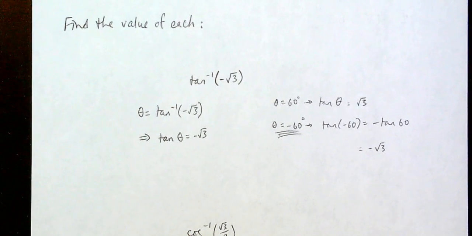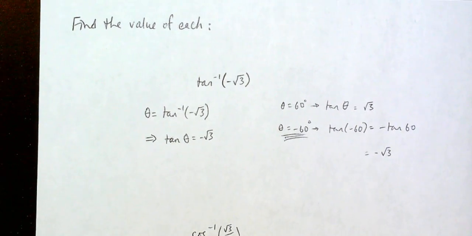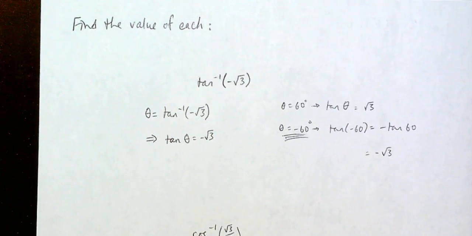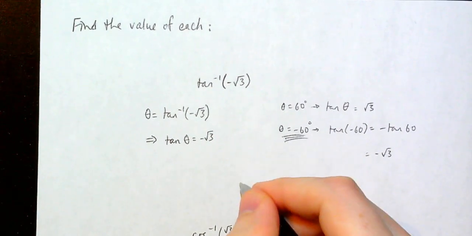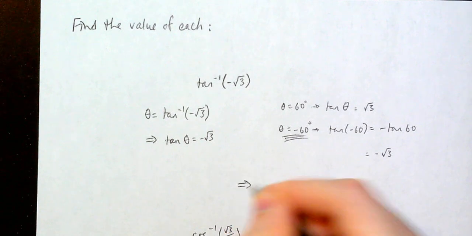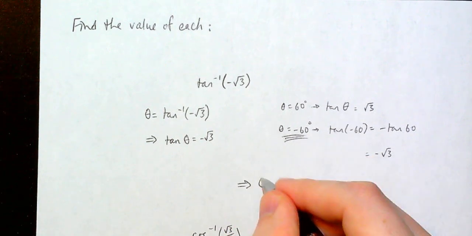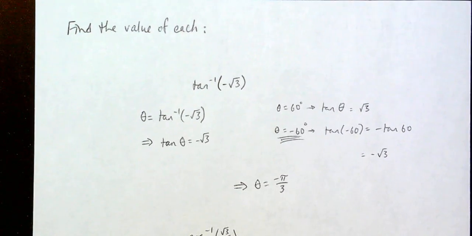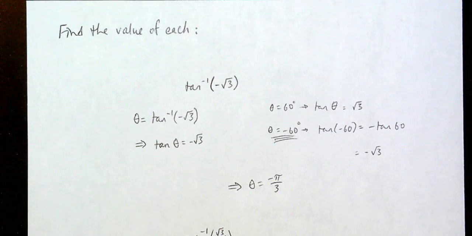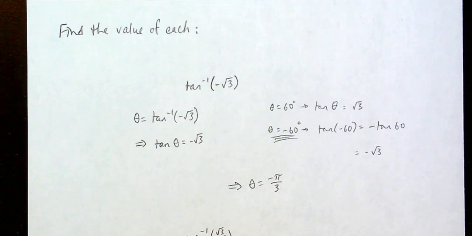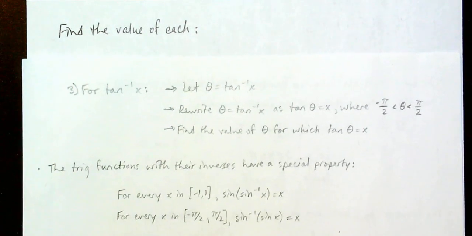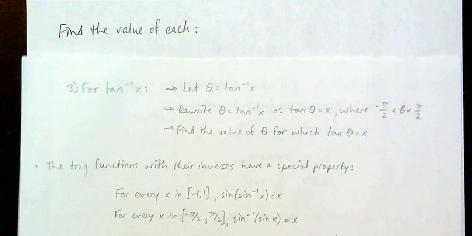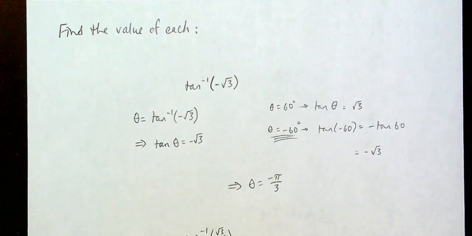However, when we write the values of the outputs for the inverse trig functions, we write them in radian form. So what we actually want is to write minus 60 in radian form, or theta equals minus pi divided by 3. So that is the answer that we want in the end. Again, for the inverse tangent function, our theta value has to be between minus pi over 2 and positive pi over 2, and minus pi over 3 is exactly that.